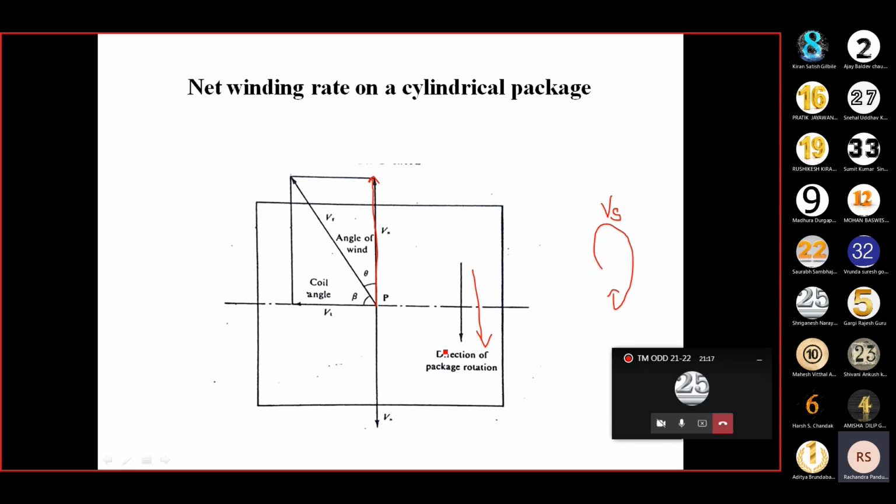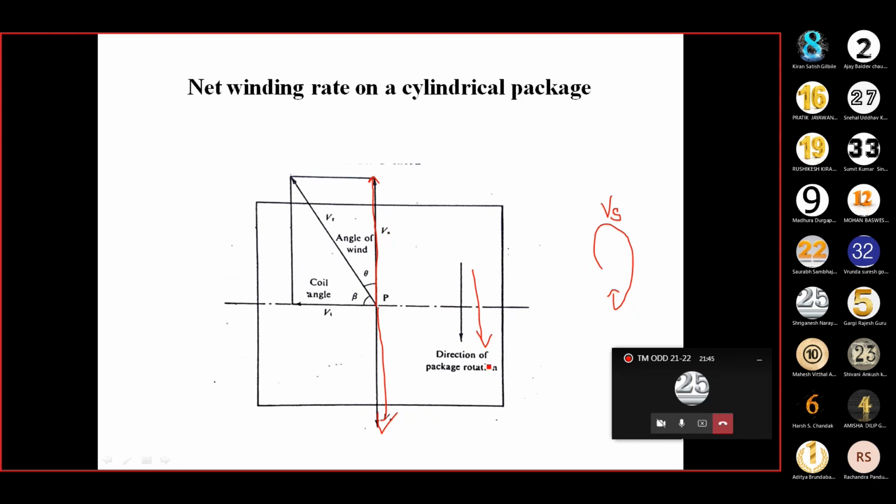So this is a mathematical thing. To understand this, you should have some basic knowledge of trigonometry and geometry, right? So that you are able to understand this. Actually this is the velocity. We have taken this velocity in the opposite direction, so we can take it as per the mathematical rule. So this is Vs.